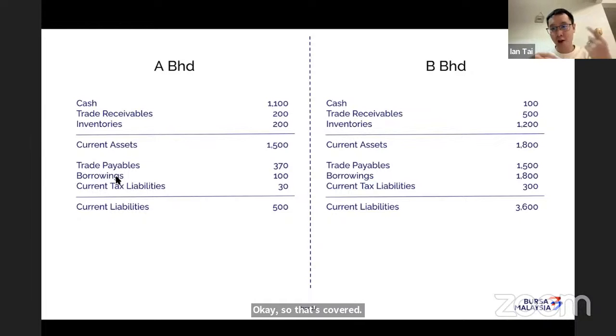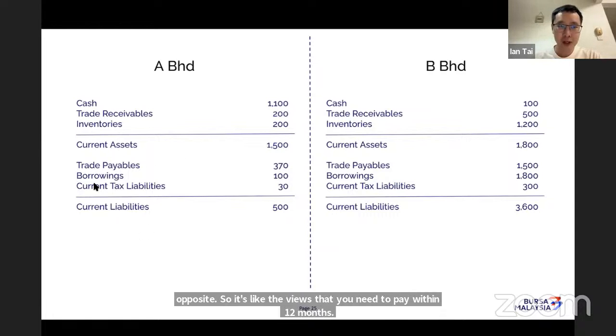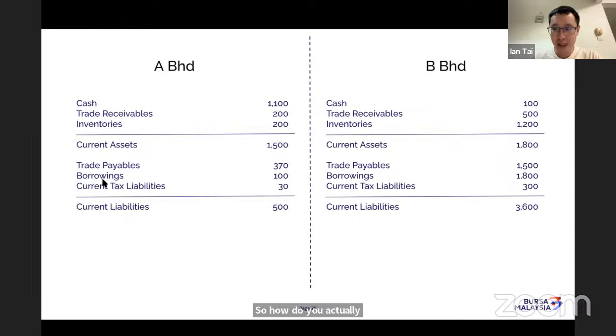Current liabilities will be the opposite lah. It's like the bills that you need to pay within 12 months. So how do you actually measure? What is the meaning behind the current ratio? For Aberhard, some of you already got it right. Current asset divided by current liability, 1,005 divided by 500, that's 3 times, right? So what does 3 times mean?